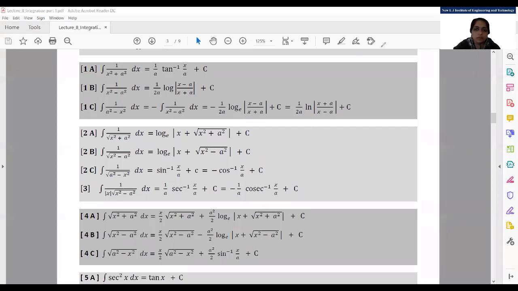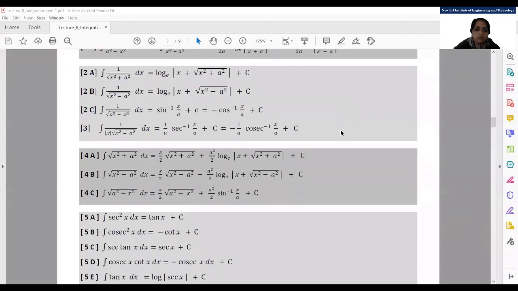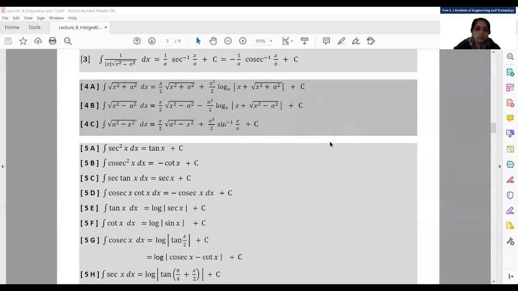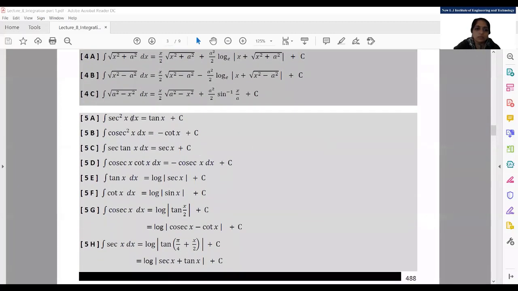Okay. Now, the next one, integration of sec square x with respect to x is tan x. It means the integration of sec square x is tan x. Integration of cosec square x is minus cot x. Integration of sec x tan x is just sec x. Integration of cosec x cot x is minus cosec x.